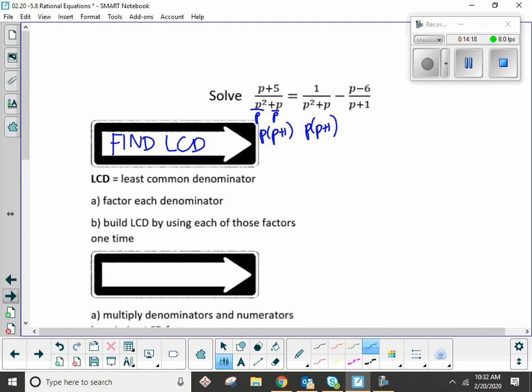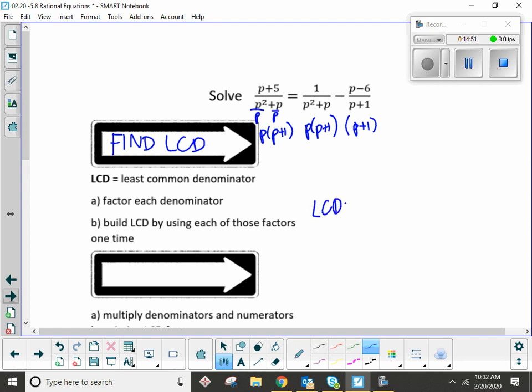And then what's up with that last denominator? I'm trying to factor it. Can't, right? Because there's nothing that applies there, so it just stays p plus 1. All right. Clint, read part B for me out loud, please, for everyone. All right, thank you. So here's where we build the denominator.